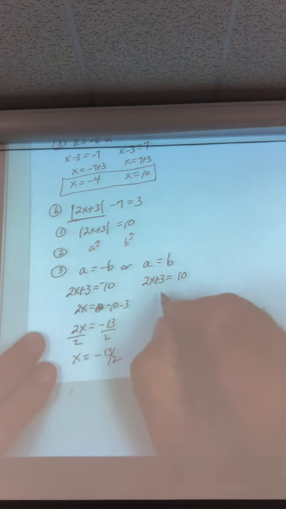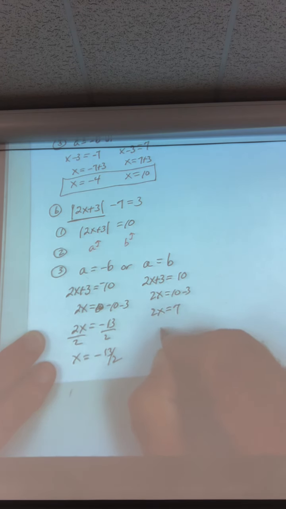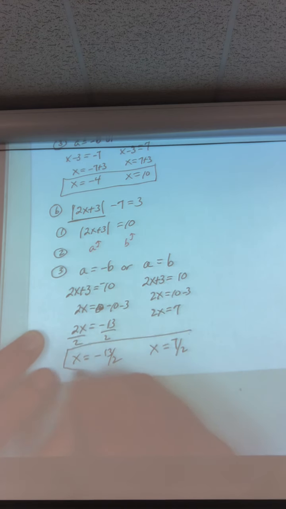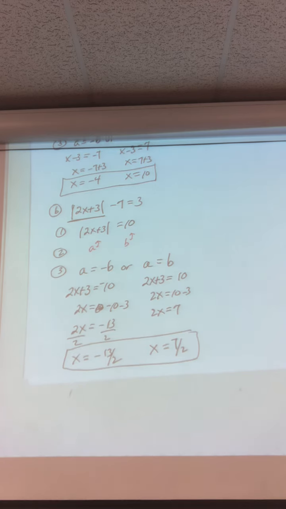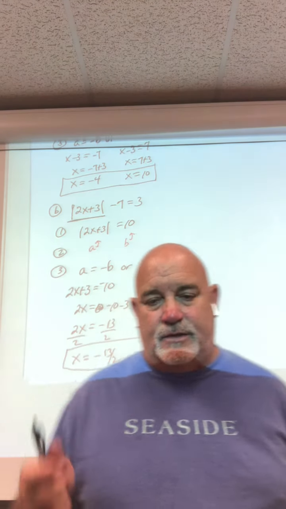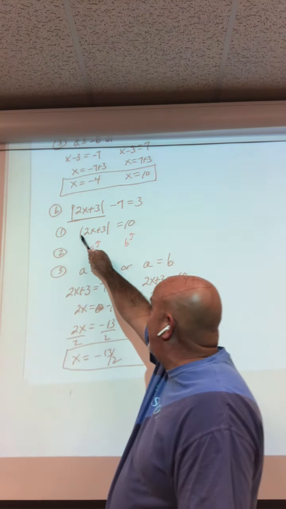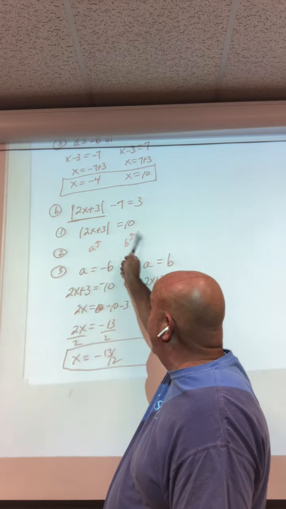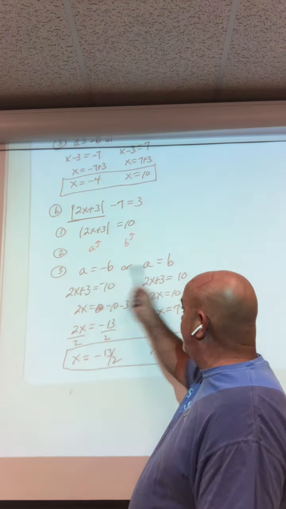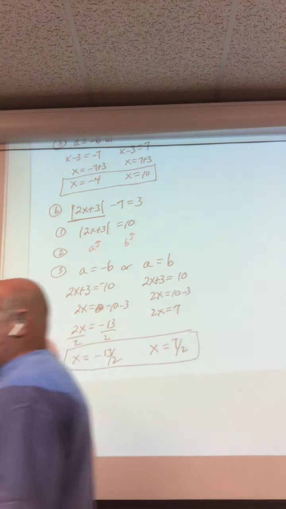Now do the same thing for the other equation. 2x equals 10 minus 3, which is 7, and then divide both sides by 2 to get x equal 7 over 2. So it's really easy to work. You just have to remember these 2 things. You must isolate the absolute value first before you get A and B. And then secondly, make sure you have the formula memorized.